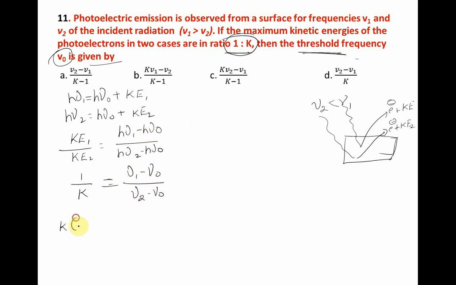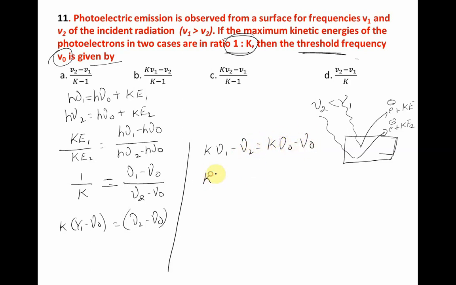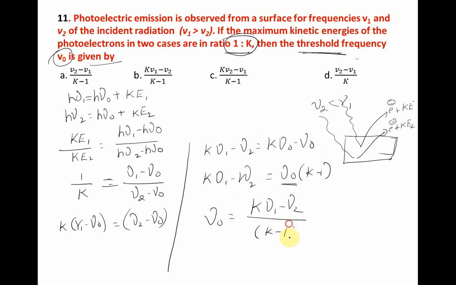On simplification we get k is equal to nu 1 minus nu naught by nu 2 minus nu naught, or I can also write it as k into nu 1 minus nu 2 is equal to nu naught into k minus 1. I need to find out the threshold frequency, therefore nu naught is equal to k into nu 1 minus nu 2 divided by k minus 1. Hence this is the right answer.